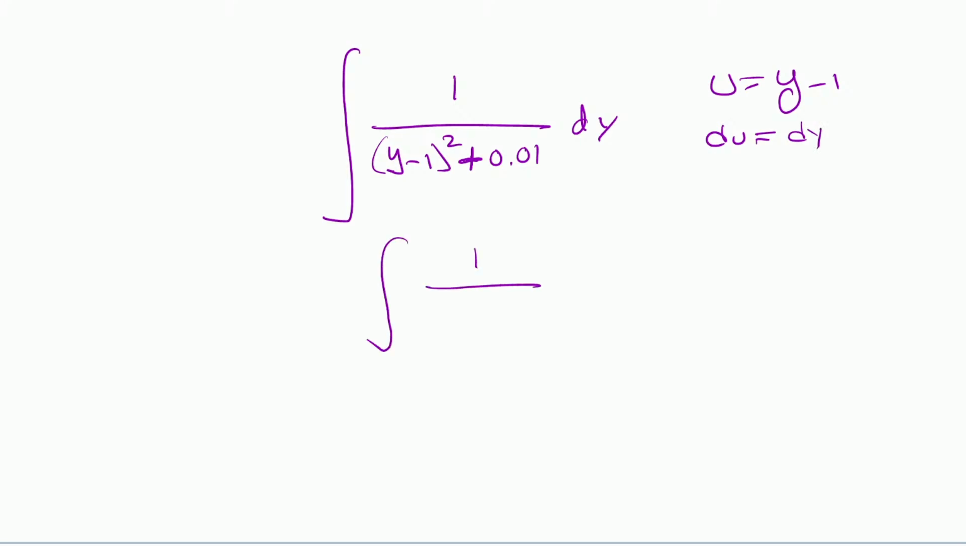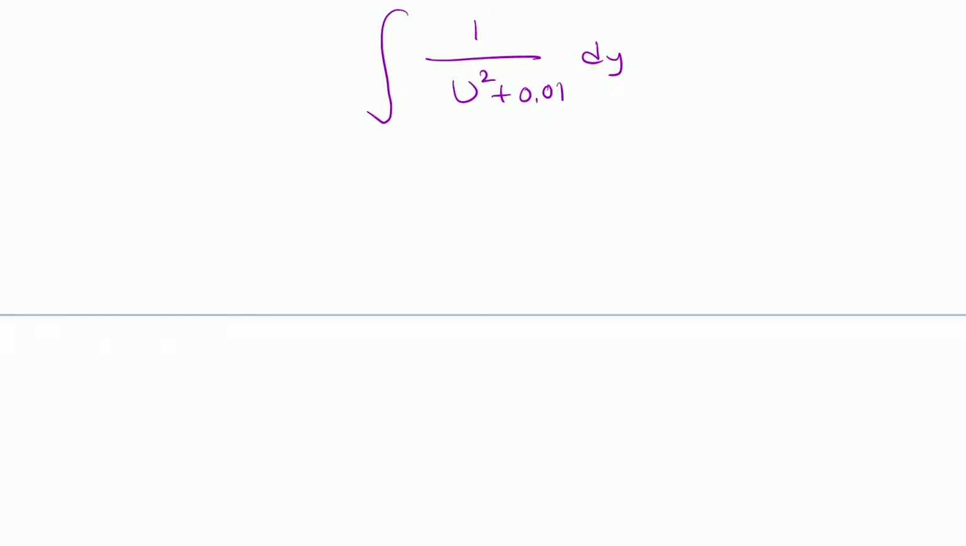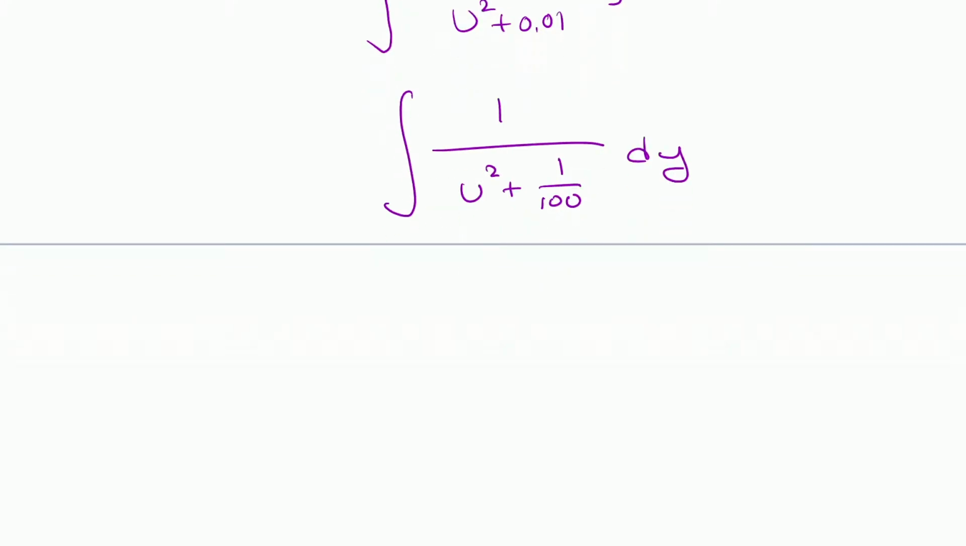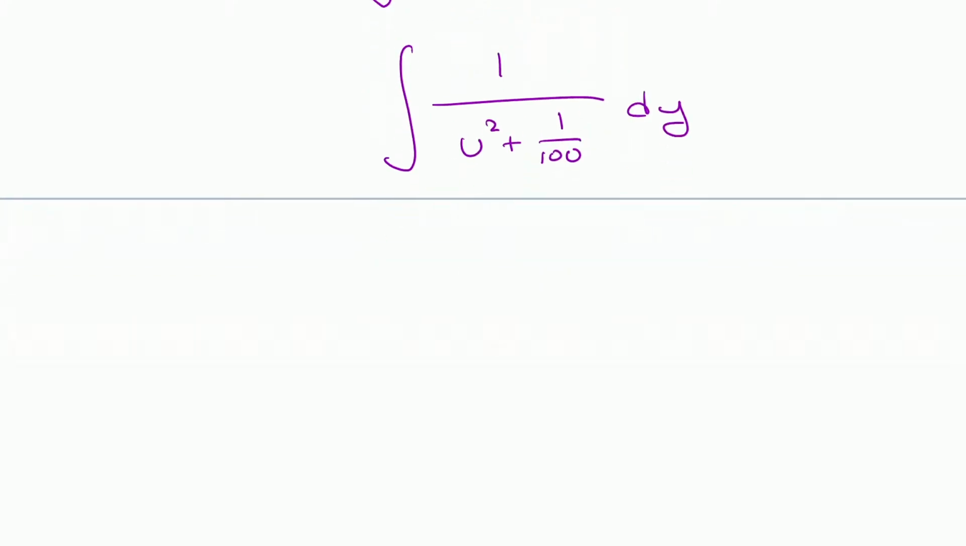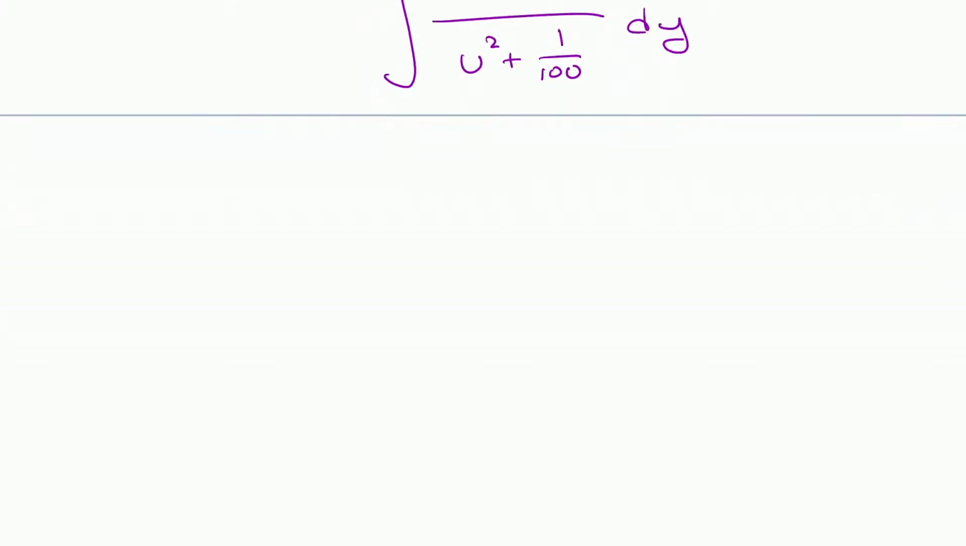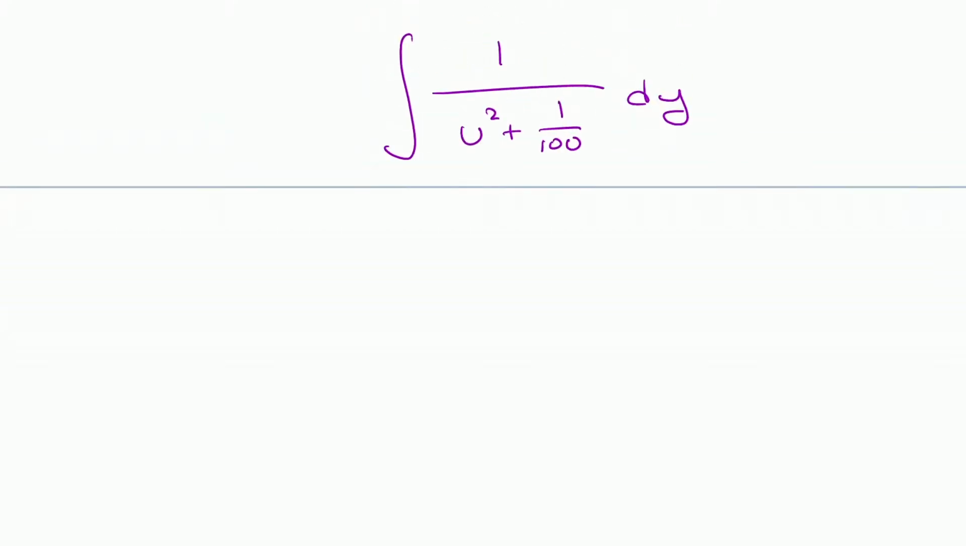So I end up with 1 over u squared plus 0.01 dy. Then the 0.01 is going to be problematic for me, so I'm going to have to write this like this: 1 over u squared plus 1 over 100. That's what 0.01 is. I'm just doing this in stages. I could have done it in one substitution right up front, but I didn't want to scare you.